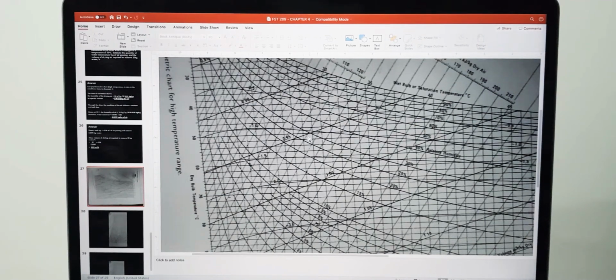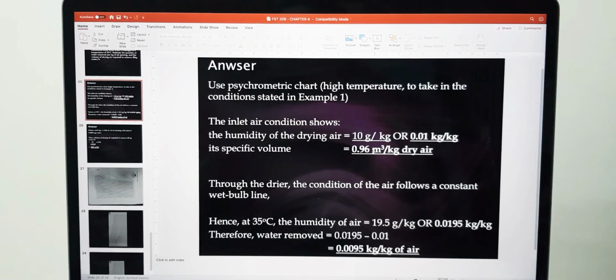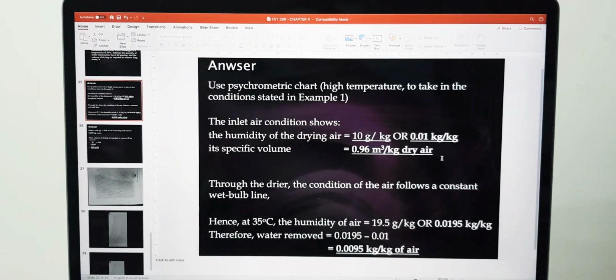So when you draw, this one is the 0.95 line, then the line that you have drawn is 0.96. The unit is meter cubic per hour. Sorry, the unit is meter cubic per kilogram of dry air. So this is step number 2. Now we are going to calculate for the value of wet air.